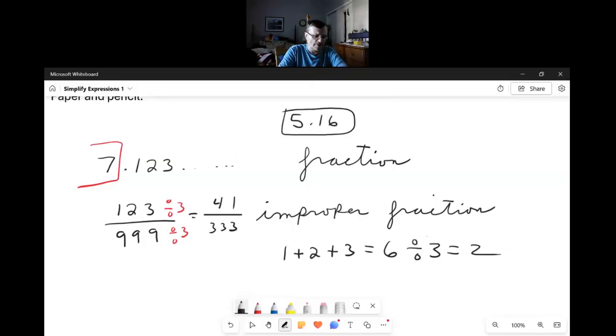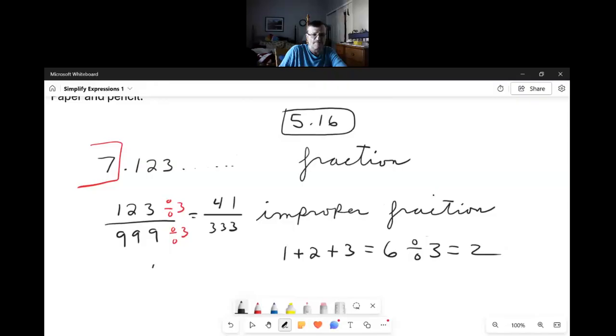And we also can check these on a calculator these days, but back in the day we couldn't check them. We had to figure it out ourselves. But 41 will not go into 333, at least I don't think so. Let me just double check that before we move forward. It does not. So 41 can't divide 333 evenly. That's the fraction.